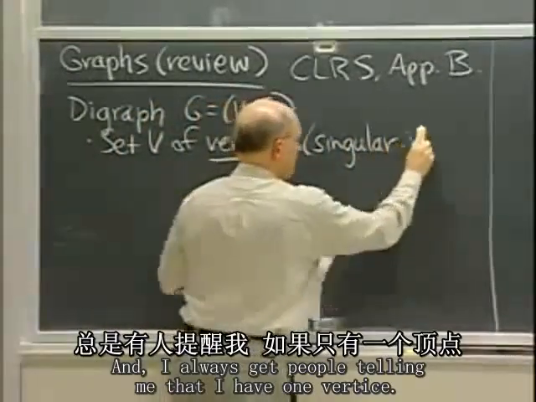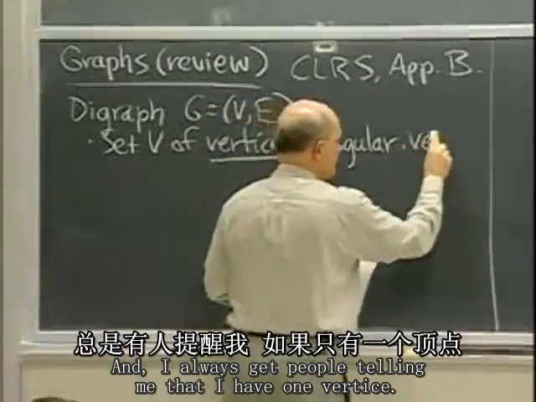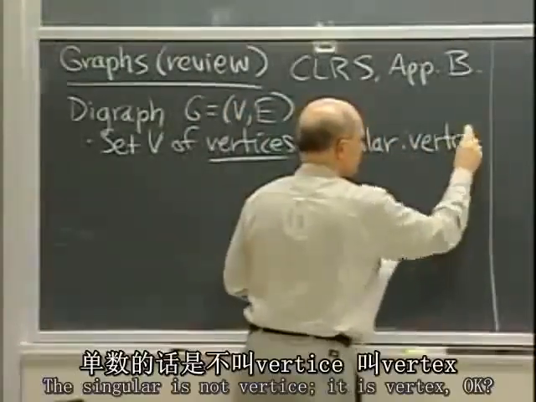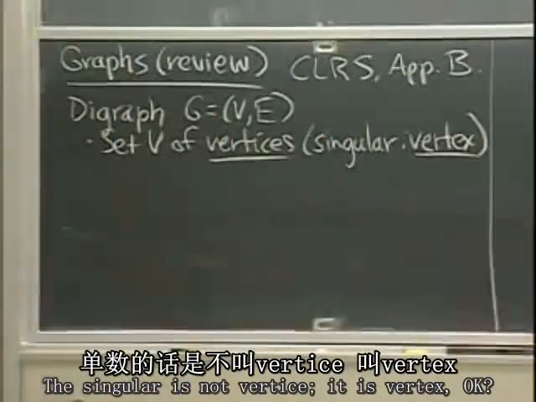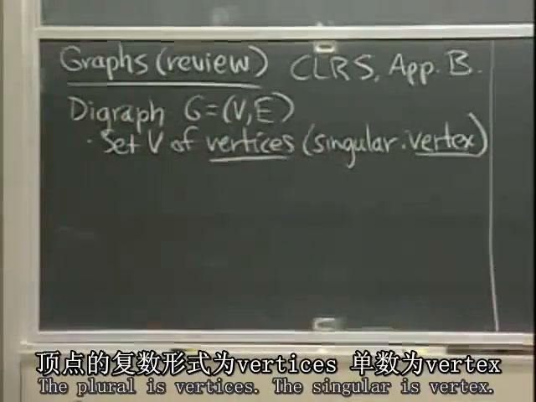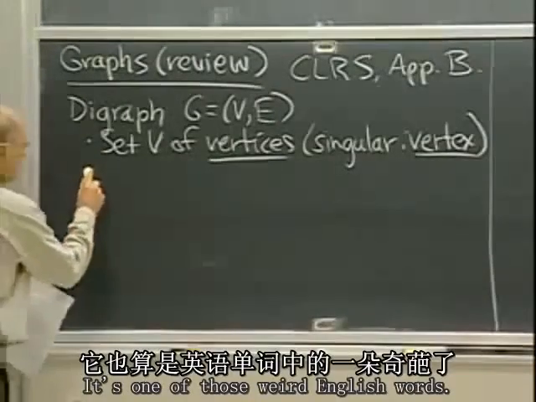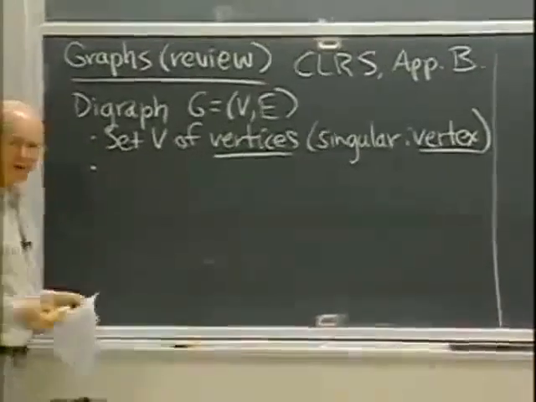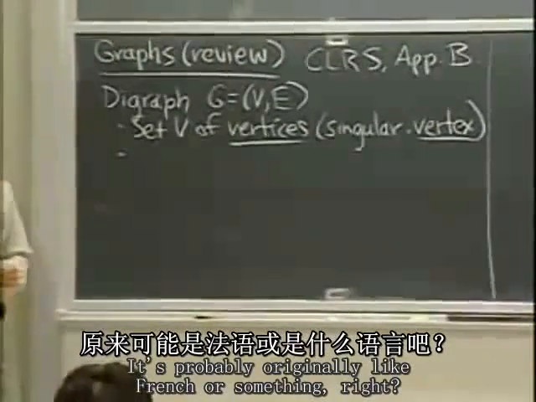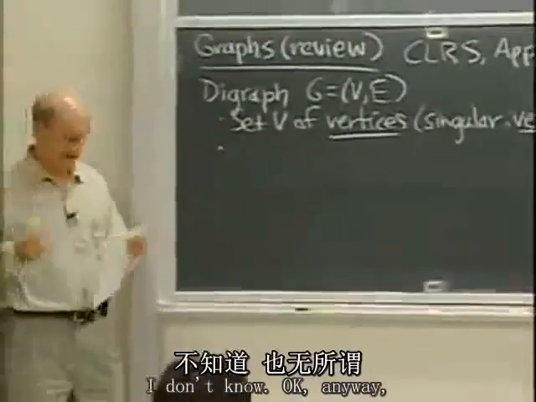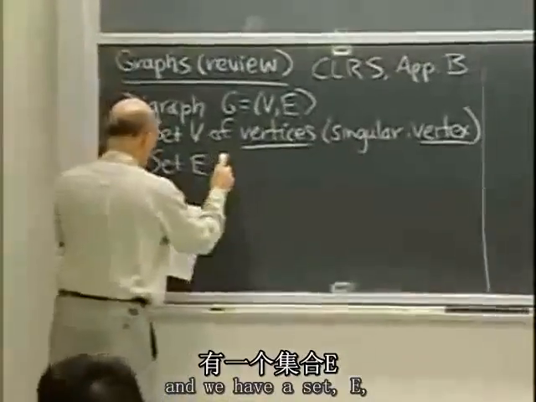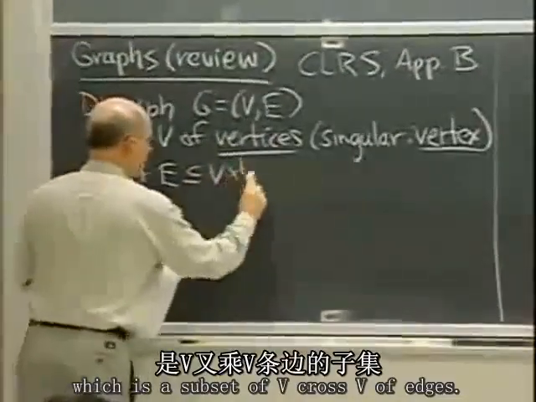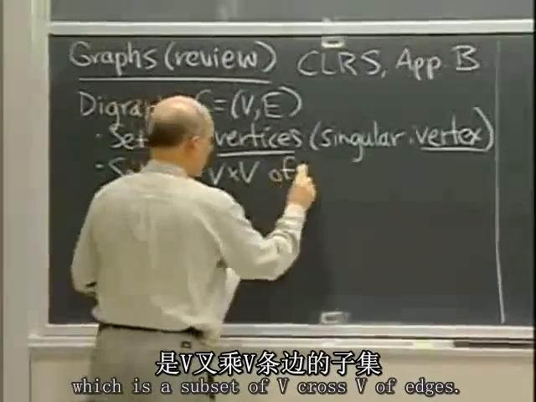I always get people telling me that I have one vertice. The singular is not vertice, it is vertex, okay? Plural is vertices, the singular is vertex. It's one of those weird English words. It's probably originally like French or something, right? I don't know. Anyway. And we have a set E, which is a subset of V cross V of edges.